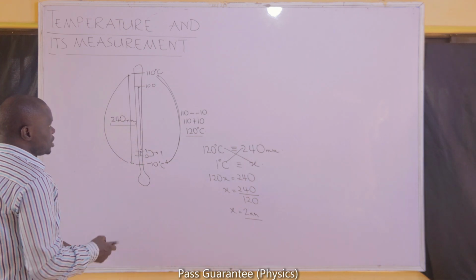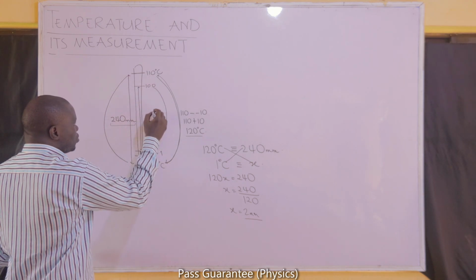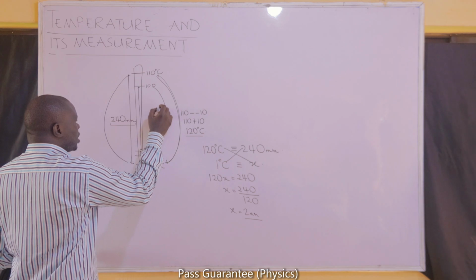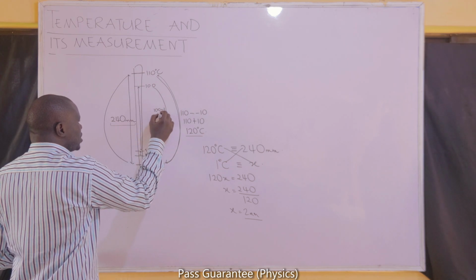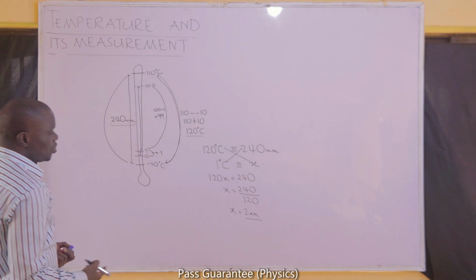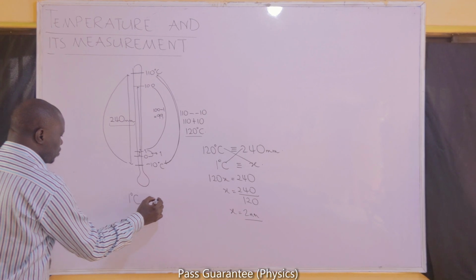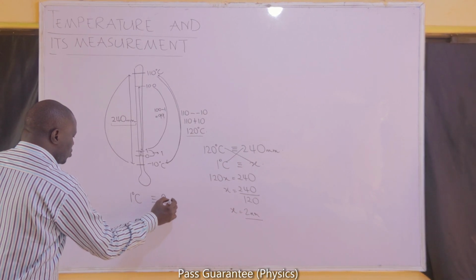I can also use that to solve for 1 to 100. 1 to 100 will give me a temperature change of 100 minus 1, and a temperature change of 100 minus 1 is 99. So I can also use this. Now that I even know 1, it becomes very easy.